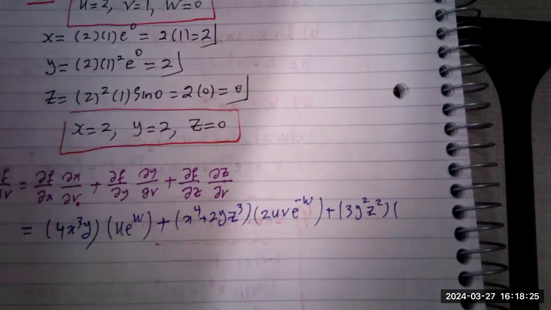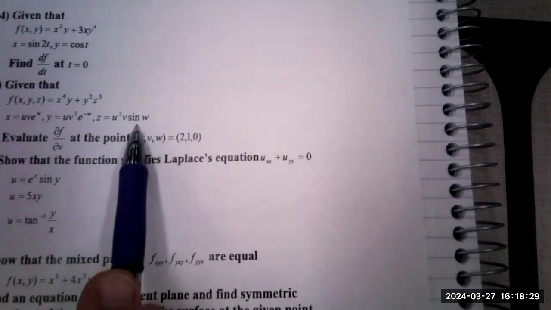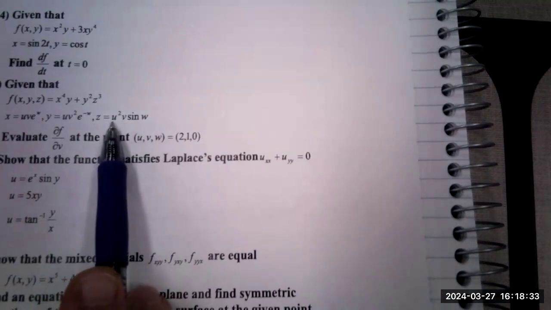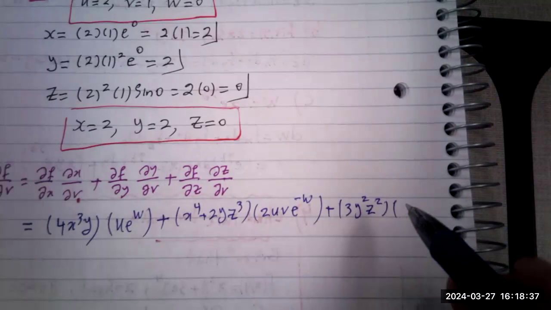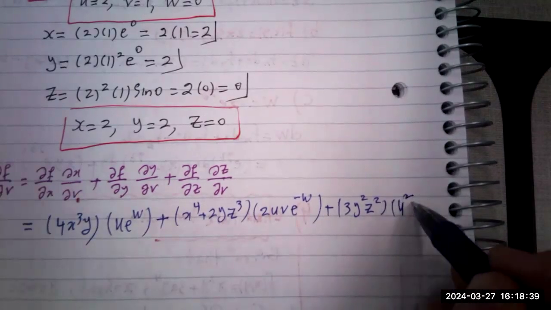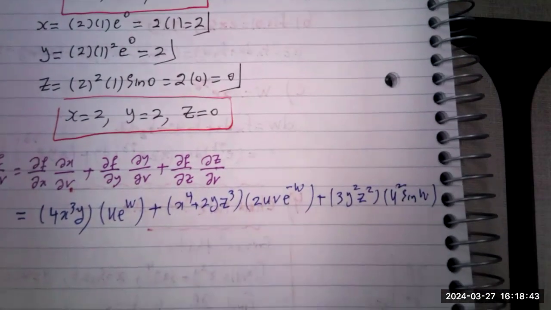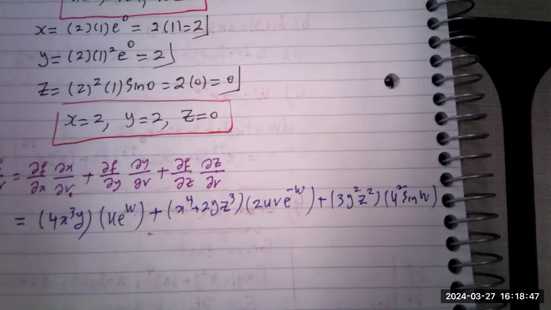zv. This is z. Okay, zv, derivative of v would be 1. So that gives u squared, sine of w. Okay, so that would be the derivative. Now we have to evaluate it at those points that we talked about.